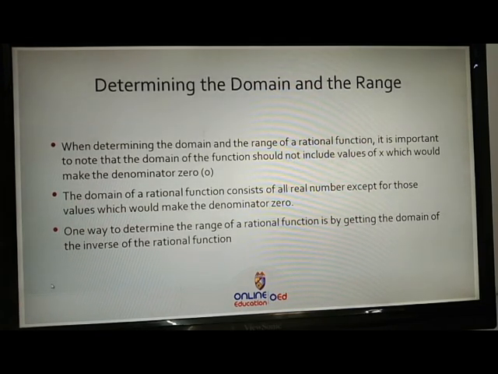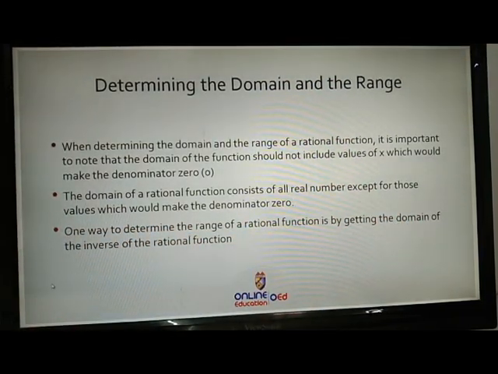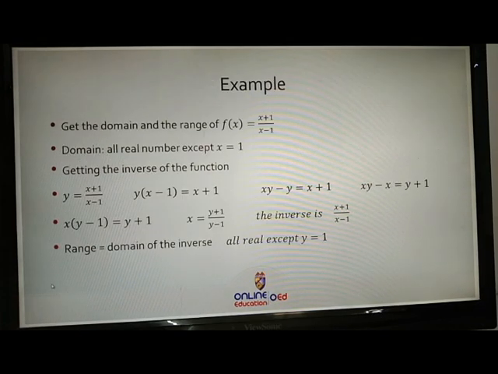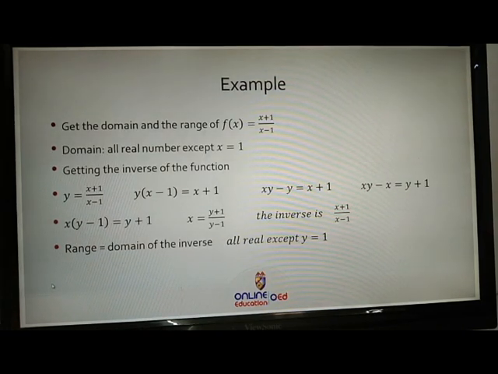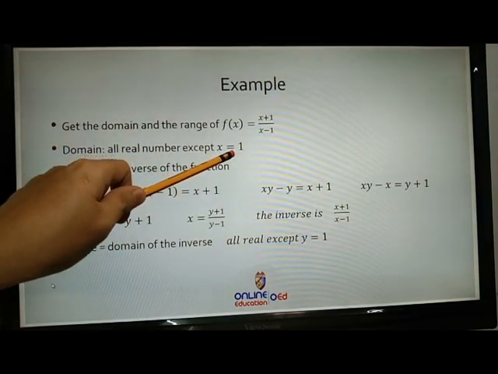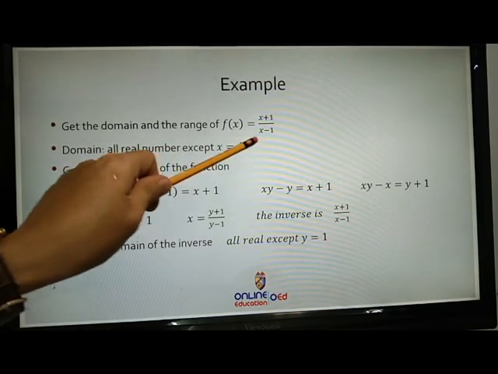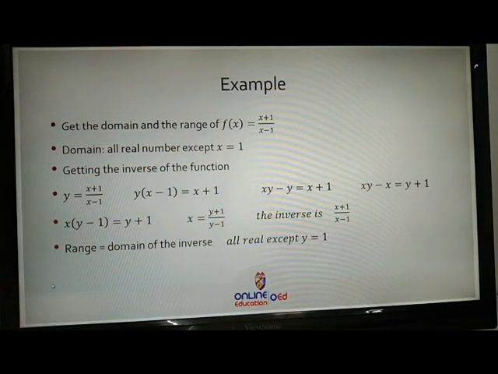So the domain of a rational function consists of all real numbers except for those values which would make the denominator 0. So one way to determine the range of rational function is by getting the domain of the inverse of the rational function. Okay? So for example, get the domain and range of f of x equals x plus 1 over x minus 1. So domain, all real number except 1. Okay? X is equal to 1. So hindi siya pwedeng maging equal sa 1 yung x kasi 1 minus 1 is 0. Okay? So hindi siya pwede. All real number except 1.